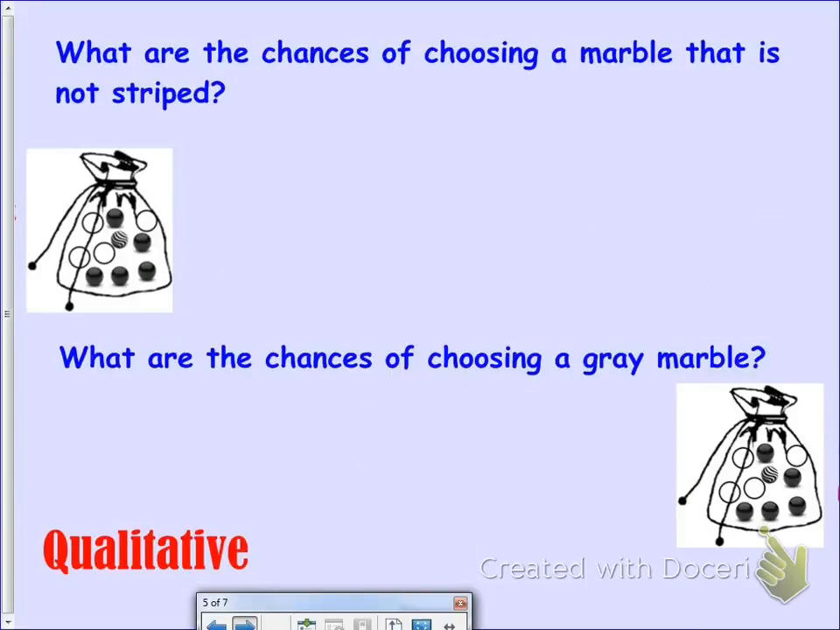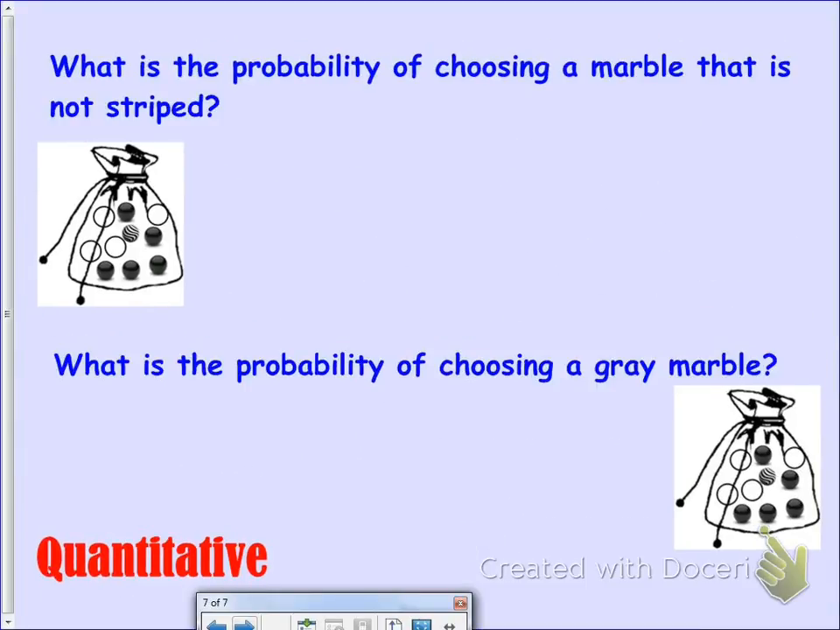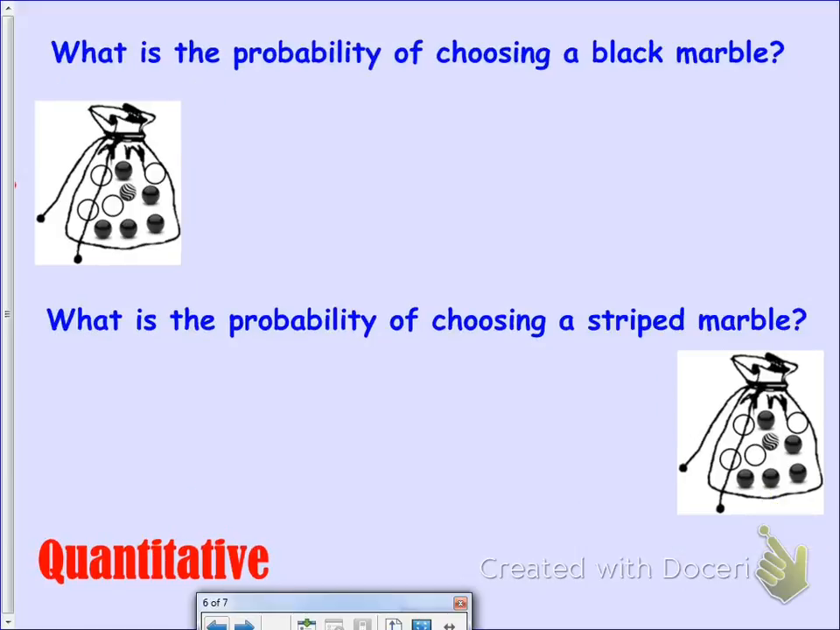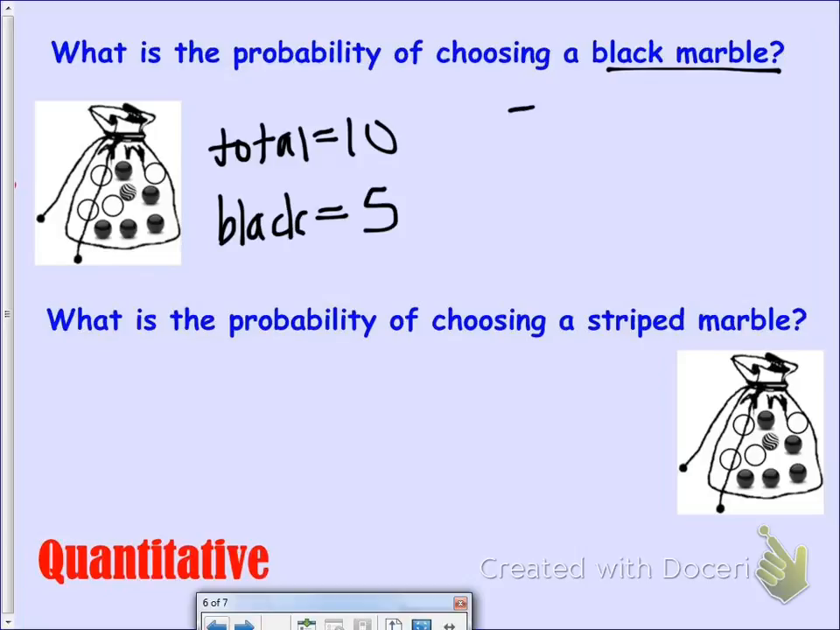So to show you what a quantitative one looks like, if we look here, what is the probability that the marble will not be striped? We talked about that just a second ago, so I'm going to actually skip to this problem right here. What is the probability of choosing a black marble? So again, our total was still 10. And if I look, there are 1, 2, 3, 4, 5 black marbles. So when I set this up, it is 5 over 10, which is 1/2, which is 0.5.